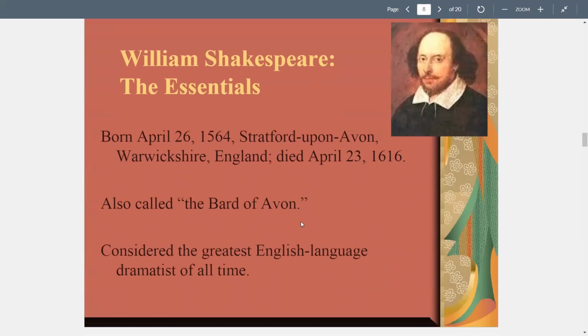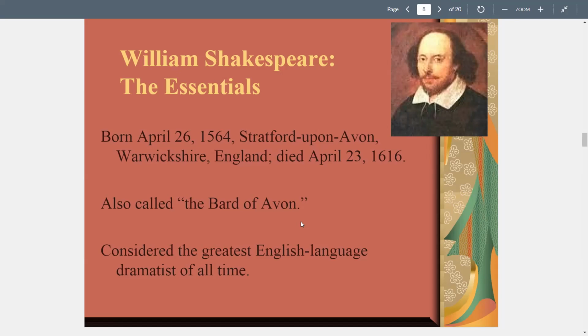Some of the essentials about Shakespeare himself: there were many other playwrights during Shakespeare's time. We're just focusing on Shakespeare because we don't have time to focus on them all. But Ben Jonson was a contemporary of Shakespeare who wrote plays. There are many, many others that if you ever get the chance to study them, I encourage it because their plays are just as good as Shakespeare's.